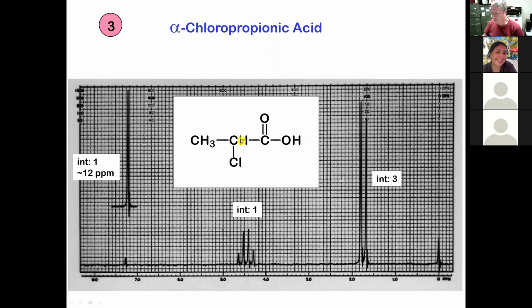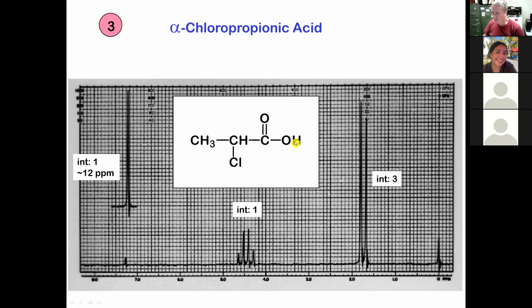And then this CH is probably this one, and it's a quartet. Why is it a quartet? Because there are 3 neighbors. 3 + 1 is a quartet. Why is it at 4.5? It's a little far down there, deshielded. That's because it actually has a double effect. It's next to the carboxylic acid, which has a little bit of an effect, and it's next to the chlorine, which has a huge effect.